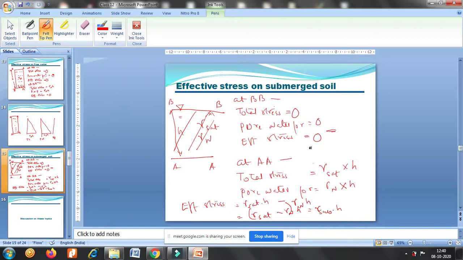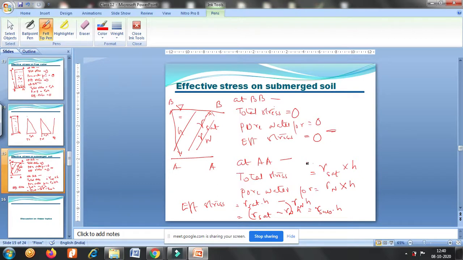So the saturated weight comprises the weight of the soil grain and the weight of the water. That's why we have considered gamma saturated. Can you understand? Is it clear?